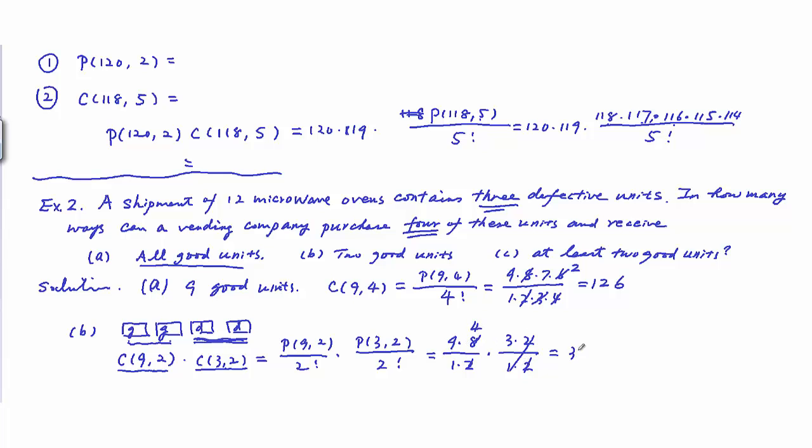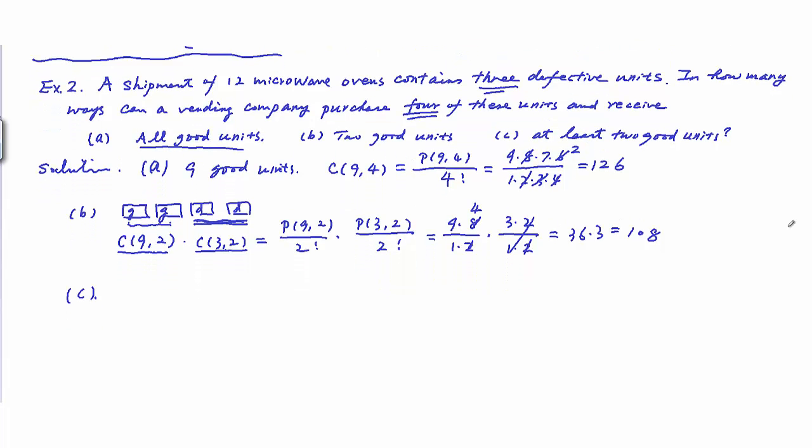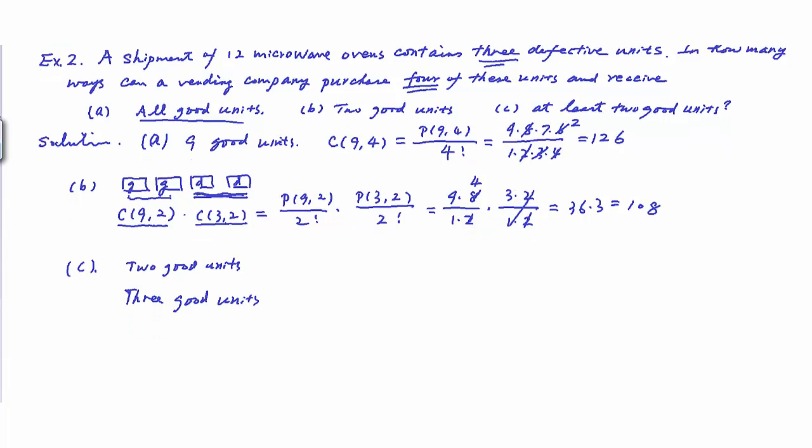So you have 36 here, and times 3. So you have 108 ways to get 2 good units. For part C, at least 2 good units. So at least 2 good units includes 2 good units and 3 good units. Because they are all together 4 good units, you also have the possibility of getting all 4 good units. So to get at least 2, you have these 3 cases.